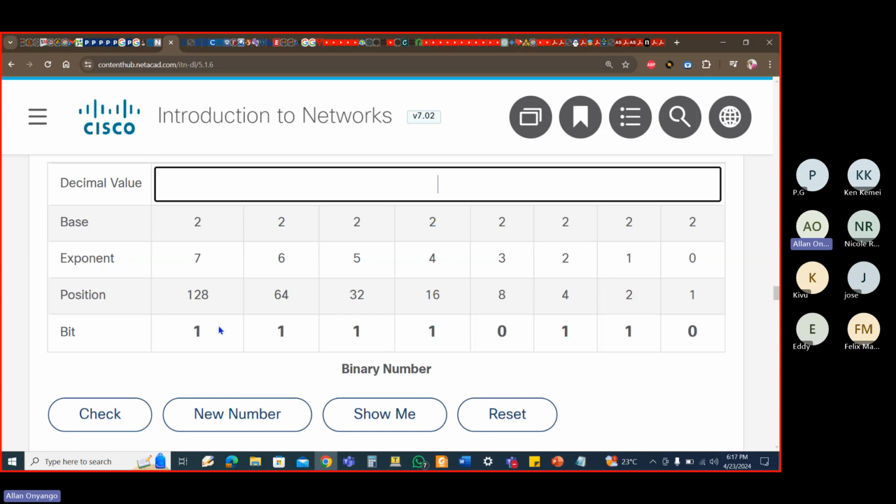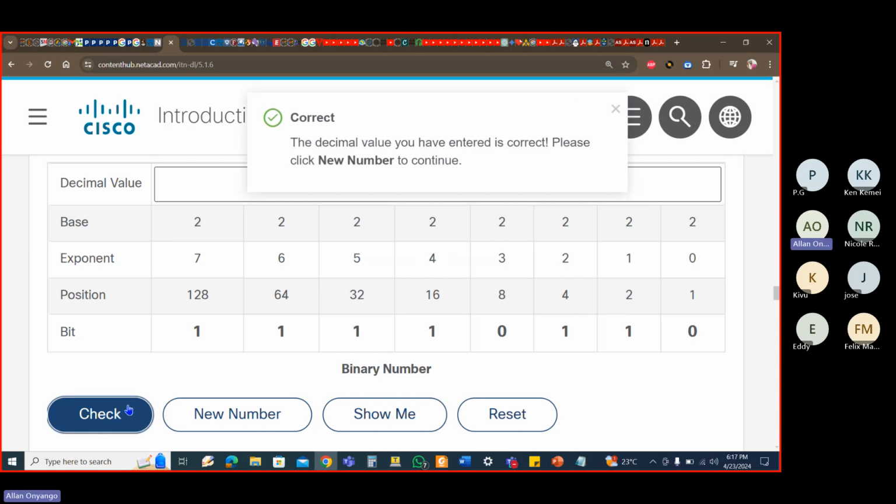So this is 128 plus, where there's a 1, you add the numbers that are up here. Are we together? 128 plus 64, what is that? 192 plus 32, 224, plus 16, 240. 240 plus 4, because under 8 there's a 0, isn't it? 244. 244 plus 2, 246. So our answer here, we write 246, and then we click check, and it tells us the decimal value we have entered is correct. Please click new number.